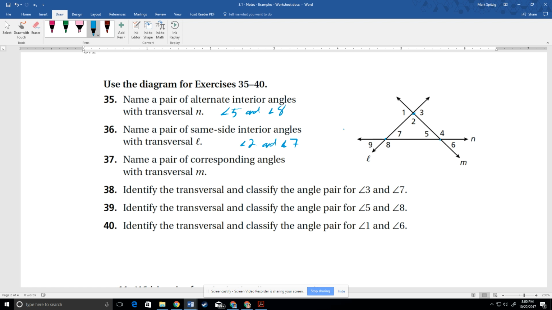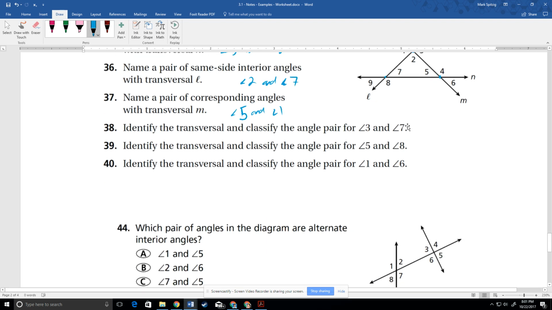Corresponding angles with transversal M, so here and here. We're talking about corresponding, so if I do 4, will that be this angle? Nope, but 5 and 1, those are corresponding. If you also did 6 and 3, that would be fine, but let's do 5 and 1. So angle 5 and angle 1. I put 1 and 1 if you were wondering, so my bad. Angle 5 and angle 1.